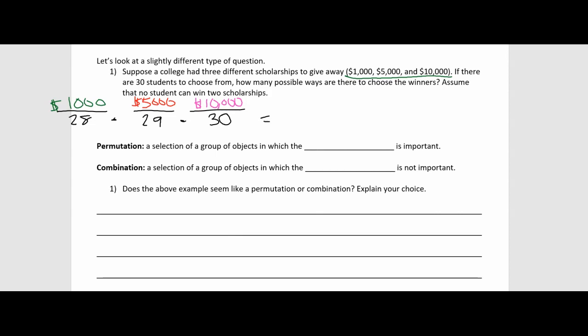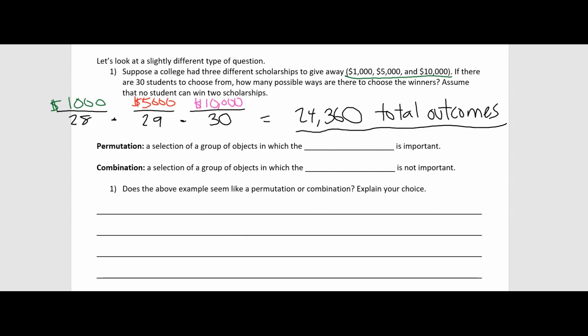That gives us 24,360 total outcomes. Which seems like a lot, right? Only based off of there only being 30 different students that are applying.